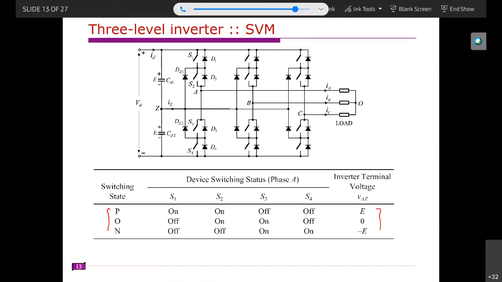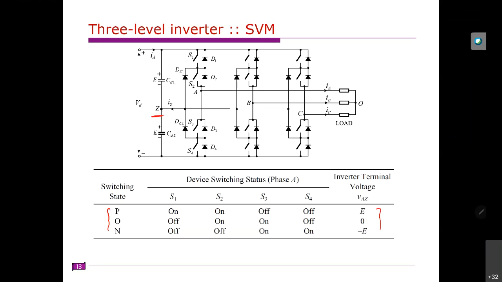Right. So previous class we started discussing space vector modulation technique for 3-level inverter, right? So we consider neutral point clamped as an example. In this NPC we have three different states: positive state, 0 state, and a negative state, right? And these are the corresponding switching states for S1 to S4, and its corresponding terminal voltage between this A to this neutral point Z. So we have E, 0, and minus E, three levels.